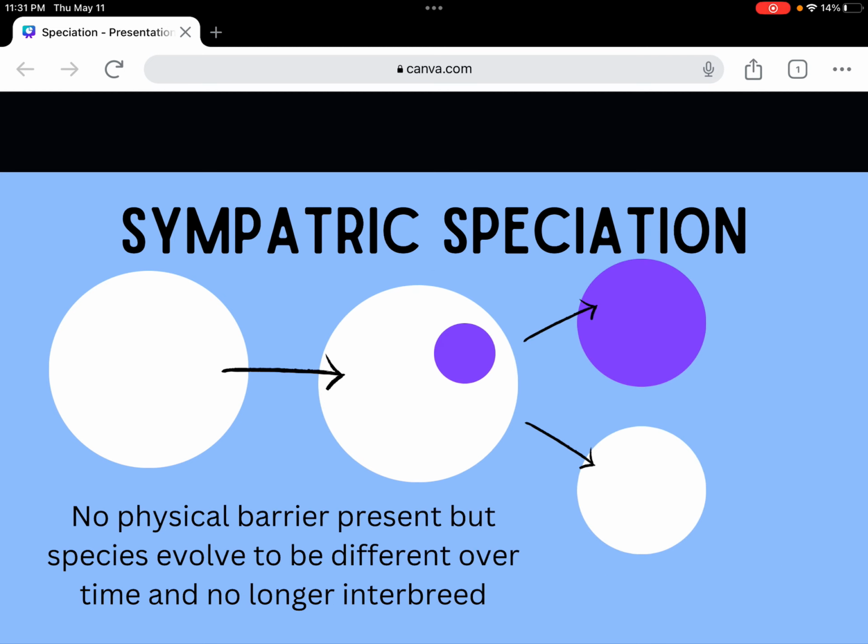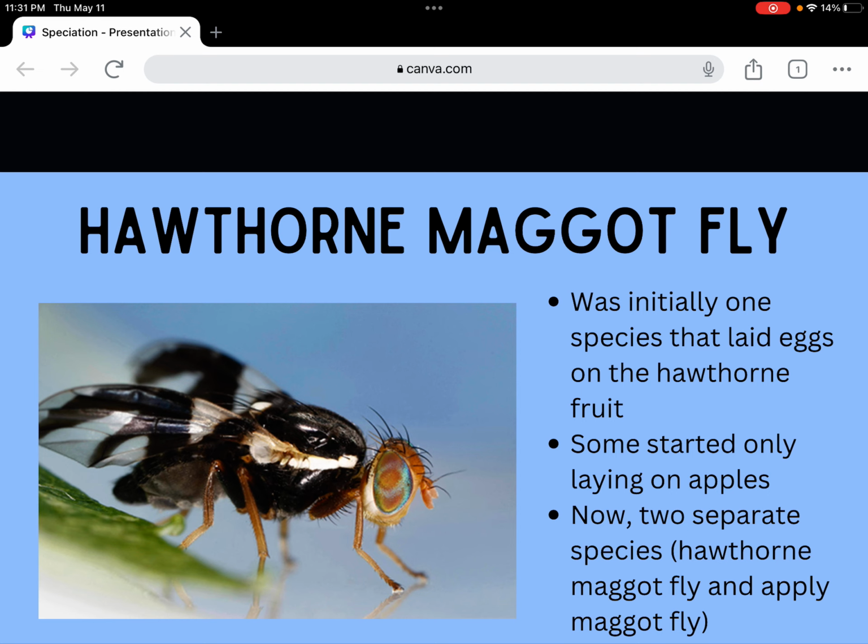We also can get new species from sympatric speciation. So this one's a little bit stranger because there's no physical barrier present. There's just something that causes a small set of the original population to become different to a point where they no longer interbreed. So they still live in the same area, they just are no longer the same species. So let me give you an example. Everybody loves maggots, so we'll talk about the hawthorn maggot fly. So originally, the hawthorn maggot fly was one species that just laid its eggs in a hawthorn tree, and it was a happy hawthorn maggot fly, except for it doesn't like its name.